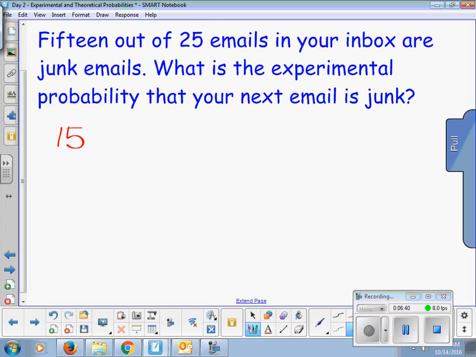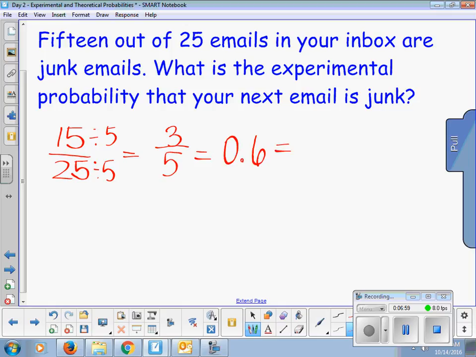15 out of 25. Can we simplify this fraction? Yes. What can we divide by? 5. 15 divided by 5 is 3, and we get 3 over 5. How do you write 3/5 as a decimal? 0.60. And what is our percent? 60%.